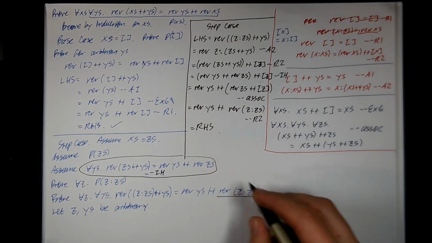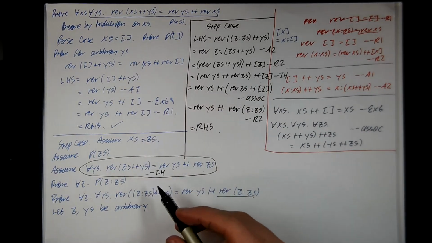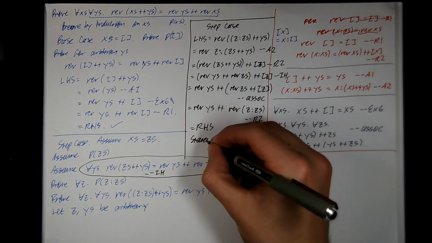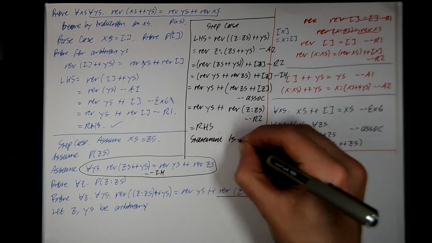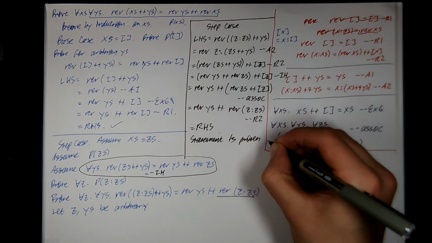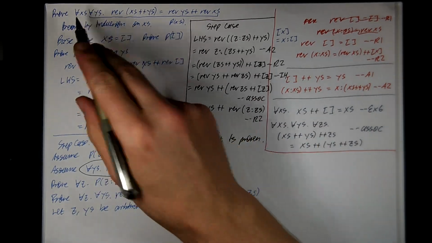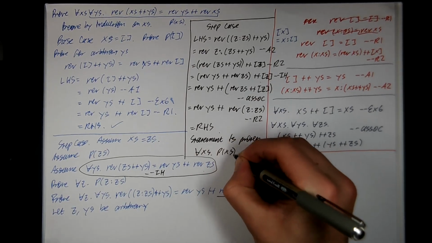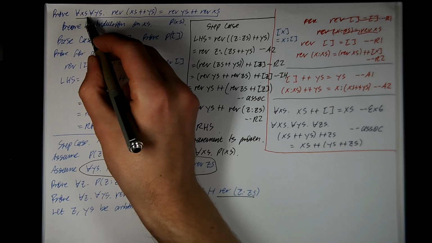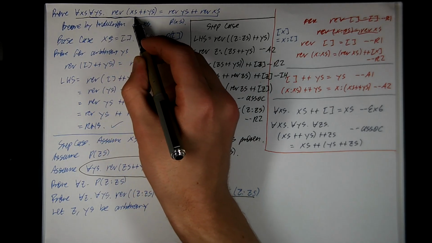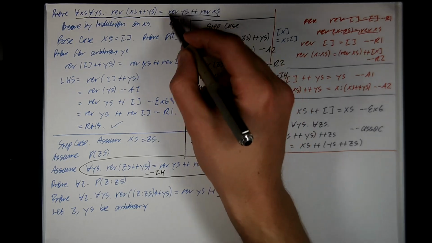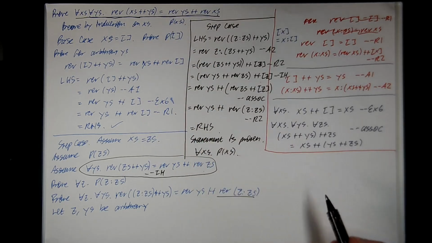Okay, it's true for the base case, it's true for the step case, therefore the statement is proven for all lists xs. So that means we've shown for all xs, P of xs. Which means we've shown for all xs, for all ys, the reversal of xs concat ys is the same as the reversal of ys concat the reversal of xs. And that's the proof.